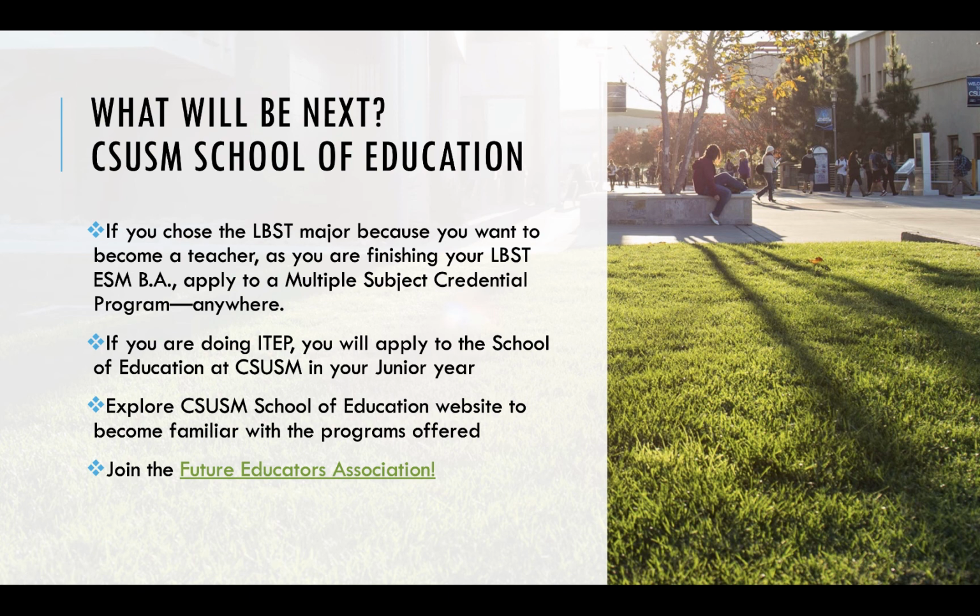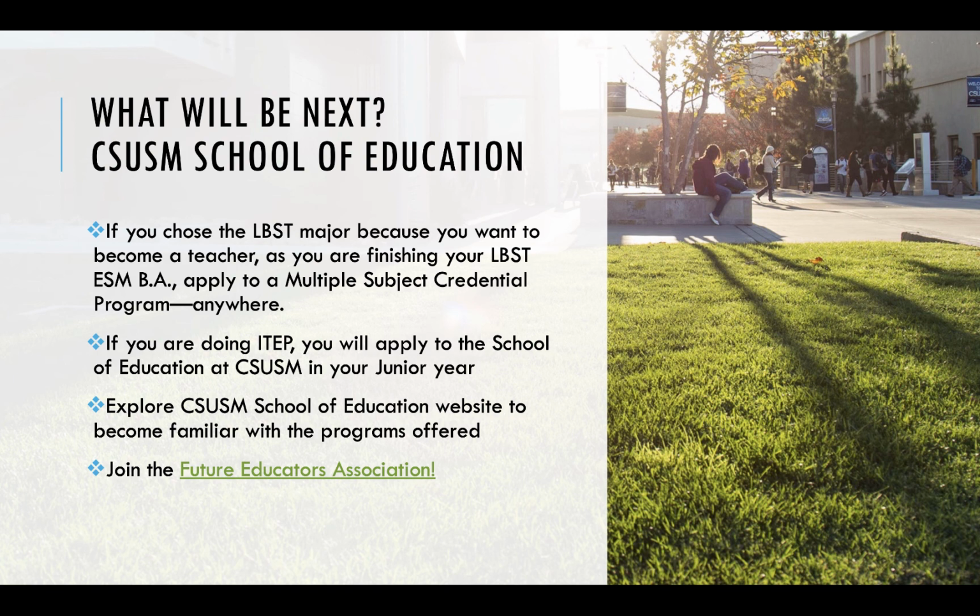As you get close to finishing your bachelor's degree, if the reason you're doing this major is because you want to become a teacher, you will want to apply to a credential program. If you're doing the elementary subject matter BA option, you can apply to a multiple subject credential program or another credential program anywhere. It does not have to be Cal State San Marcos, although our program is great and we encourage you to apply here. If you're doing ITEP, you will apply to the School of Education at CSUSM in your junior year. You should explore the Cal State San Marcos School of Education website to become familiar with all the programs that are offered there.